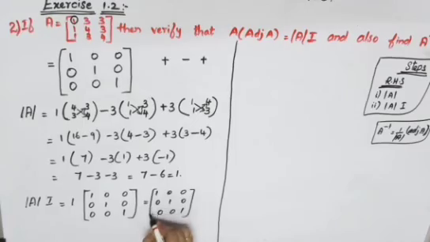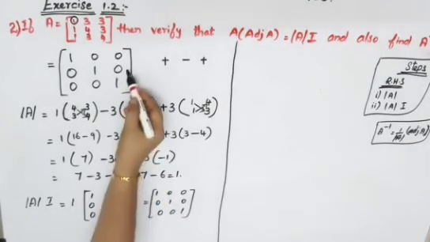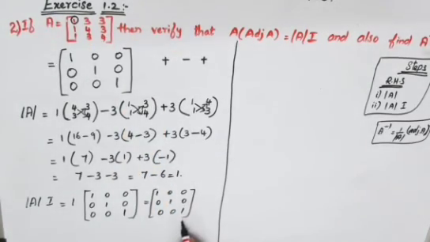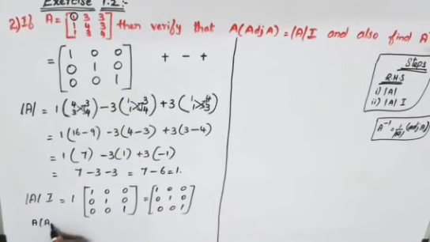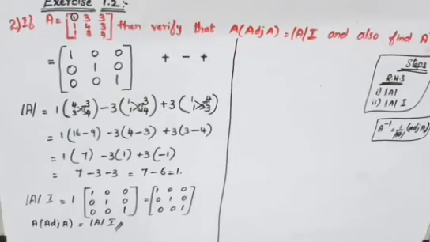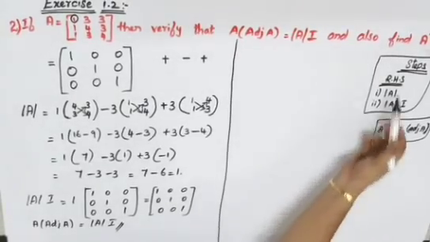So now check your left hand side and right hand side. So this is your left hand side answer and this is your right hand side answer. So both are same. From here you can write it as A into adjoint of A is equal to determinant of A into I. So your first part is done. Now going to your second part, A inverse they have asked you, find A inverse.